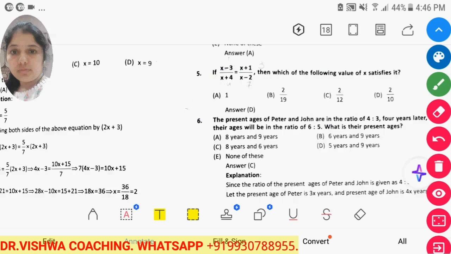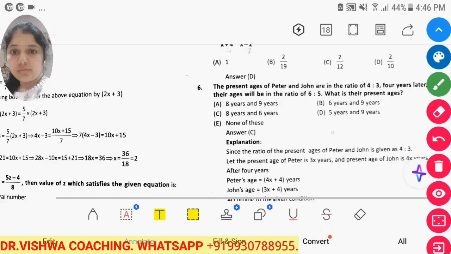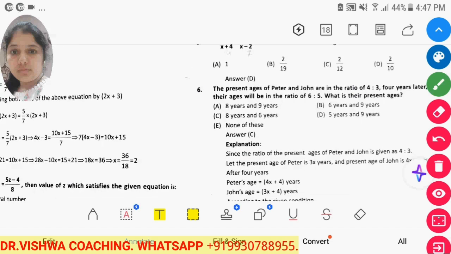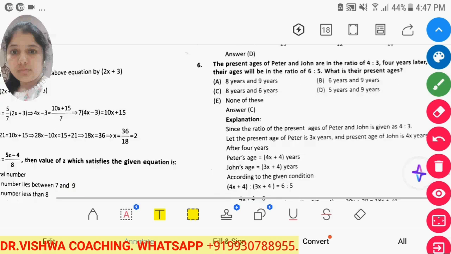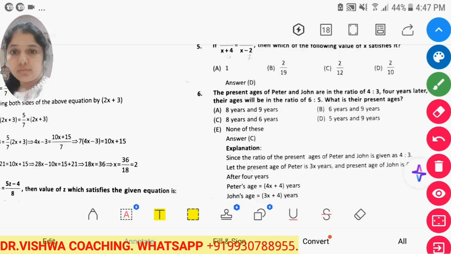Okay, now the present ages of Peter and John are in the ratio 4:3. 4 years later their ages will be in the ratio 6:5. What is the present age?